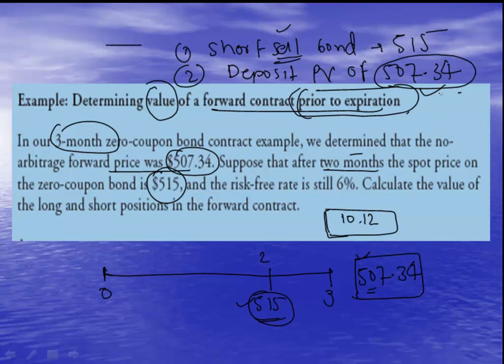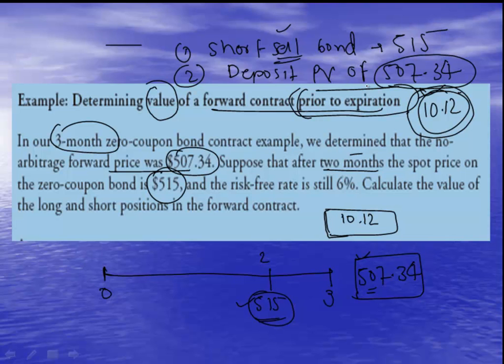That means the amount that would be left for me today is the value to me today. So 515 minus the present value of 507.34, and that came out to be 10.12. As time changes and the spot is continuously changing, the value of the forward is changing. The contract price won't change, but the value to the forward side, long or short, will keep on changing. In this case, value to the long is 10.12 and value to the short is minus 10.12, because these are perfectly symmetrical, as against options which were asymmetrical.